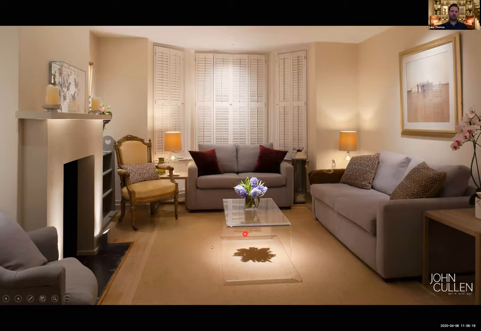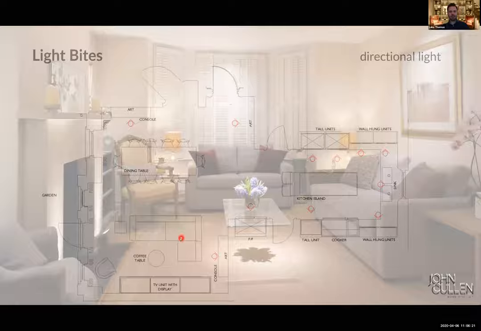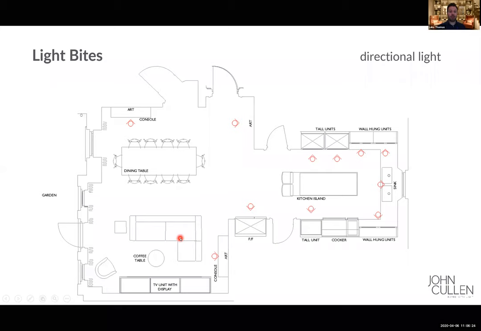In the kitchen, you can see in the ceiling here, we've got those double twin fittings there. They're going to give us lots of task light onto the work surface. And then in the middle of the seating area, this focused beam of light onto a vase of flowers on the coffee table.